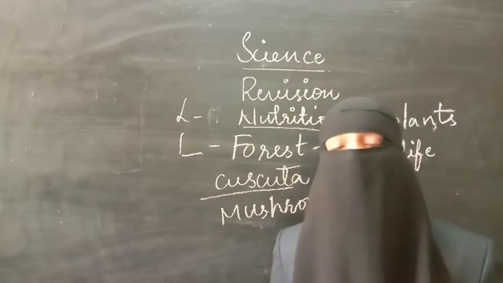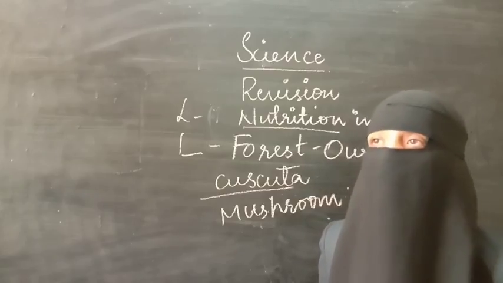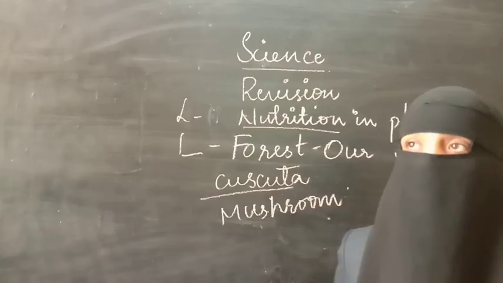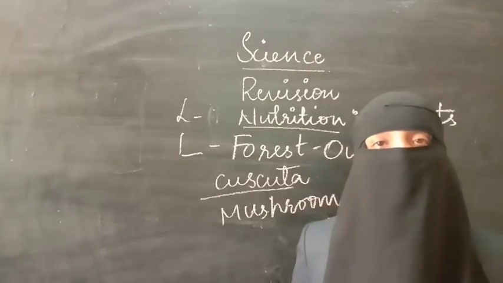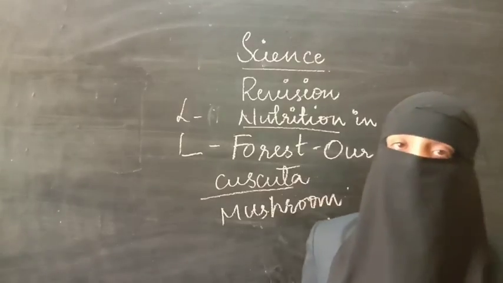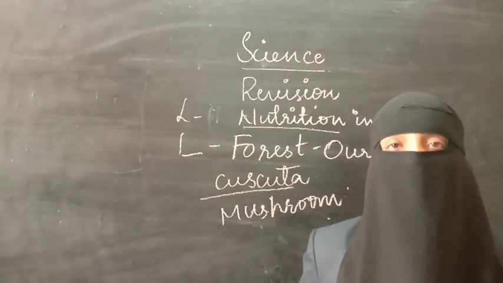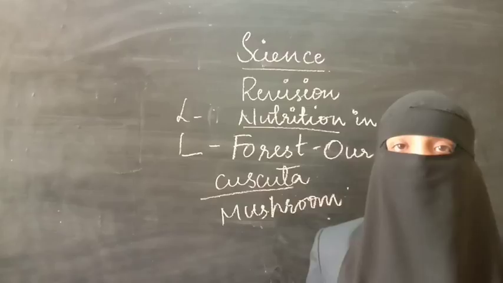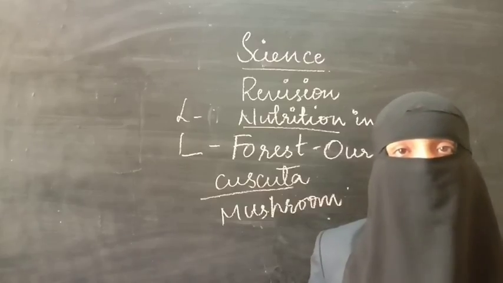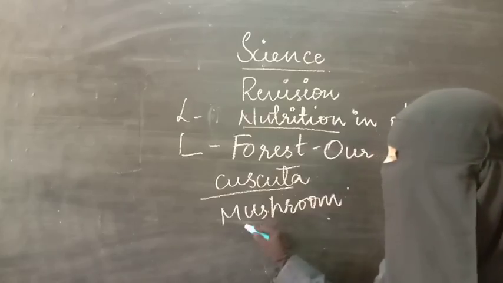As I said, insectivorous plants grow in nitrogen-deficient forest. So to fulfill the nitrogen requirement, they depend on insects. Examples of insectivorous plants are Nepenthes, Utricularia, Venus flytrap, etc. The common name of Nepenthes is pitcher plant. I have drawn the picture.